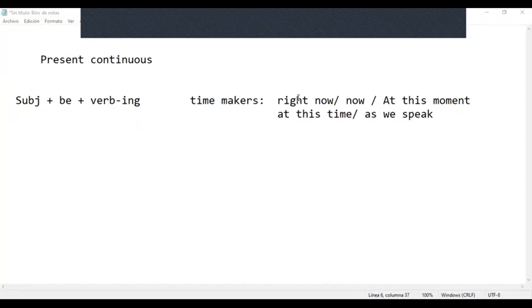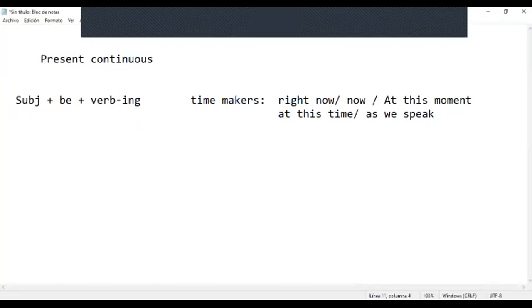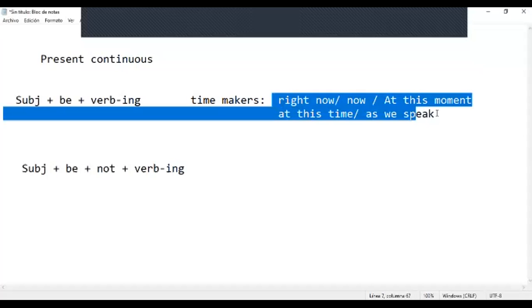Podemos usar right now. Repeat: right now. Now. At this moment. At this time. As we speak. Estos son los marcadores de tiempo que irían al final de la oración, right?